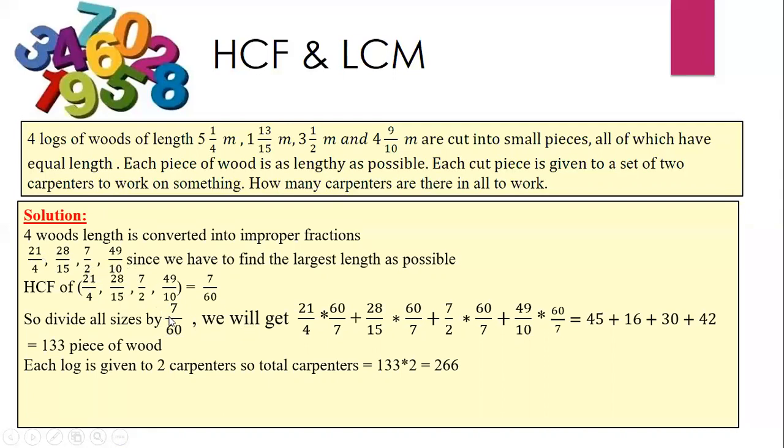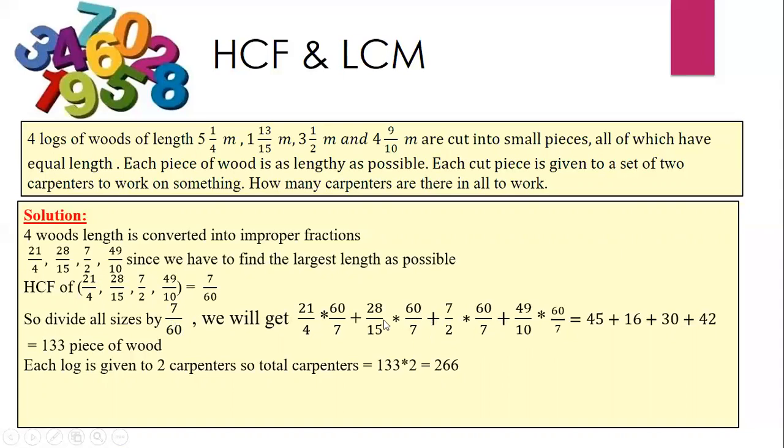28 by 15 divided by 7 by 60. 7 by 2 divided by 7 by 60. 49 by 10 divided by 7 by 60. So when we just reciprocate it, we'll get 21 by 4 into 60 by 7 plus 28 by 15 into 60 by 7 plus 7 by 2 into 60 by 7 plus 49 by 10 into 60 by 7.